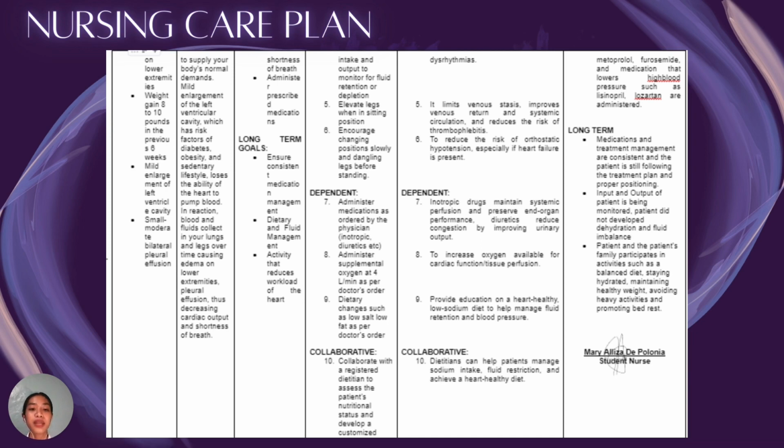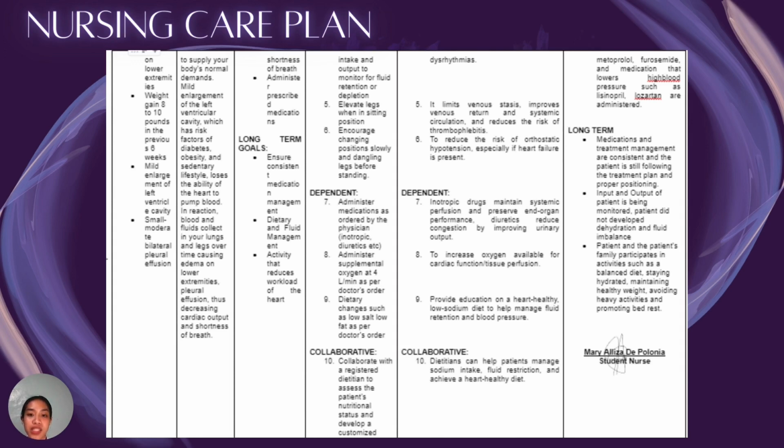For the dependent nursing interventions, we have to administer medications as ordered by the physician. These medications include inotropic medication, diuretics, and any heart medication. The rationale for this part is that inotropic drugs maintain the systemic perfusion and preserve organ performance.